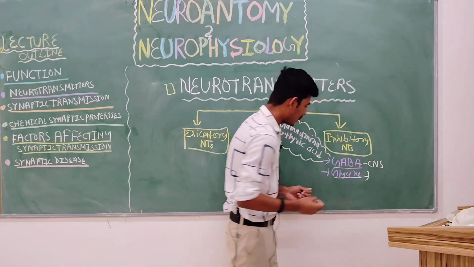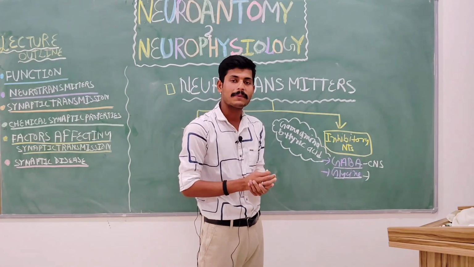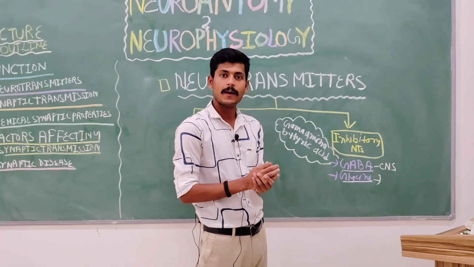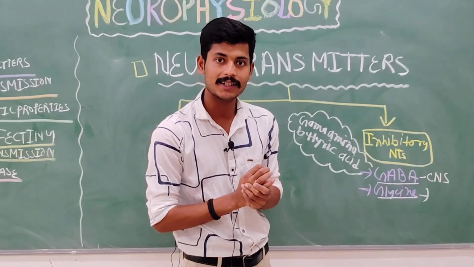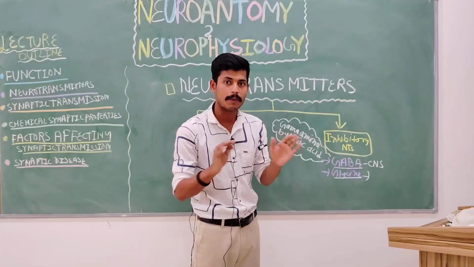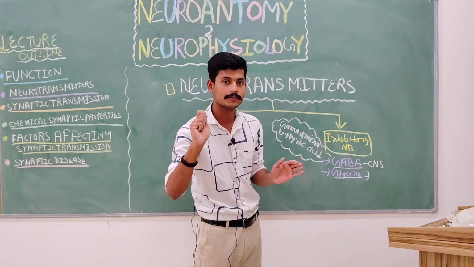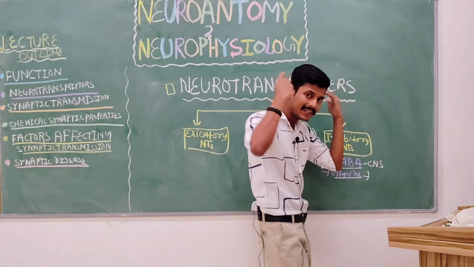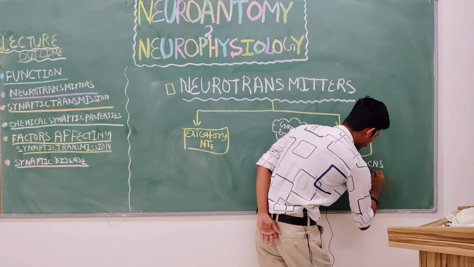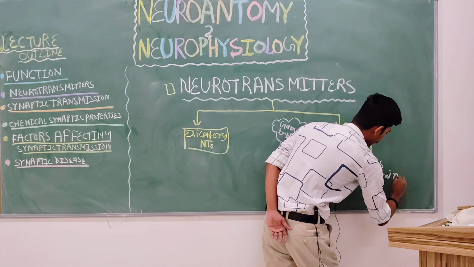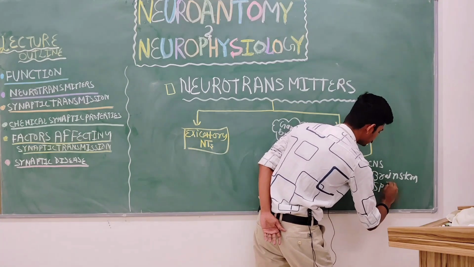Now talk about the other one, glycine. Okay, it's a kind of peptide neurotransmitter. It's a peptide neurotransmitter, and if we talk about their location, they are present in the spinal cord, and very good, it is present in the brain stem and spinal cord. So write it down. It is present in the brain stem and spinal cord.